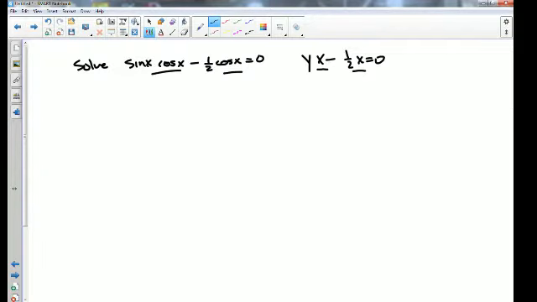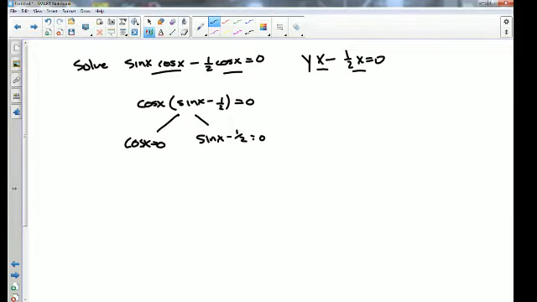Cosine x. Okay. You keep that in mind. I can factor a cosine x out. What's left? Okay, so what are we trying now? We're going to set both to zero. Cosine x equals 0, or sine x minus 1/2 equals 0.